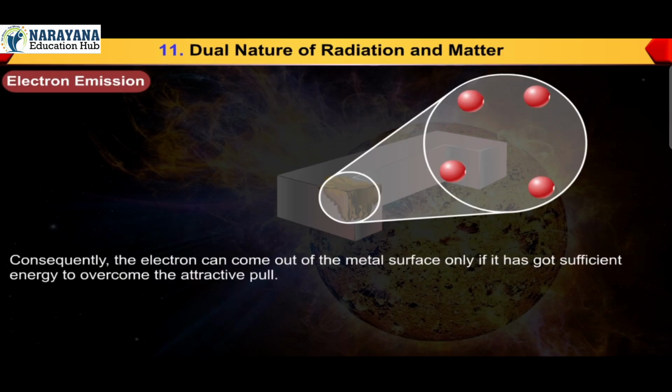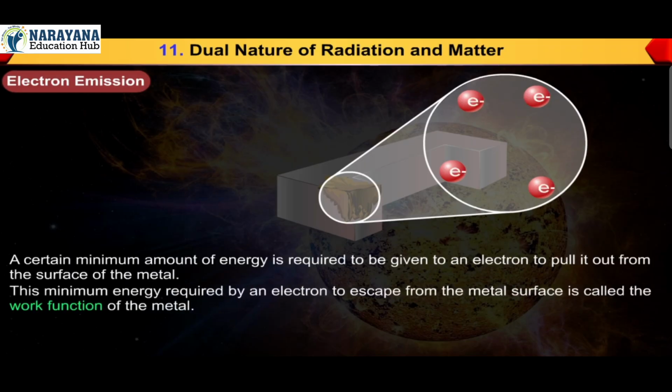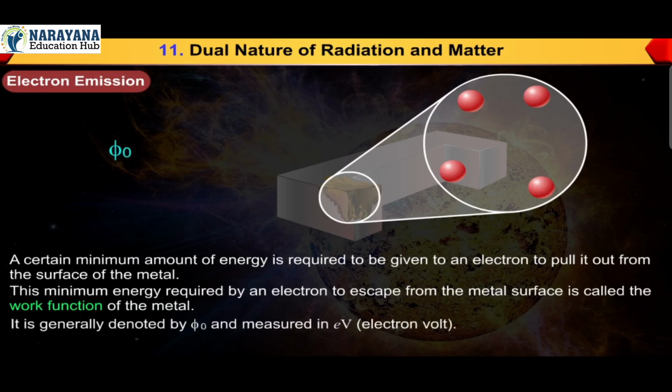Consequently, the electron can come out of the metal surface only if it has got sufficient energy to overcome the attractive pull. A certain minimum amount of energy is required to be given to an electron to pull it out from the surface of the metal. This minimum energy required by an electron to escape from the metal surface is called the work function of the metal. It is generally denoted by phi0 and measured in eV, that is electron volt.